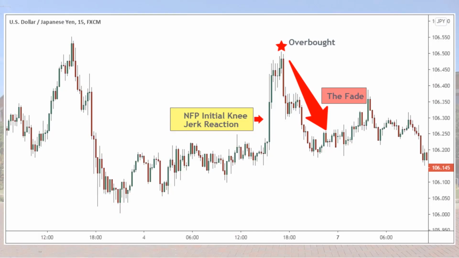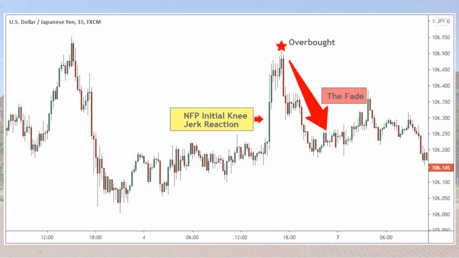Take a look at this recent NFP release. The USD yen shoots up on the initial release. At one point, the market reaches a plateau, the overbought reading, at least in the short term. The buyers take profit and the sellers take their losses and the pair starts to drop. That's what we call the fade, and that's what we plan to profit from.